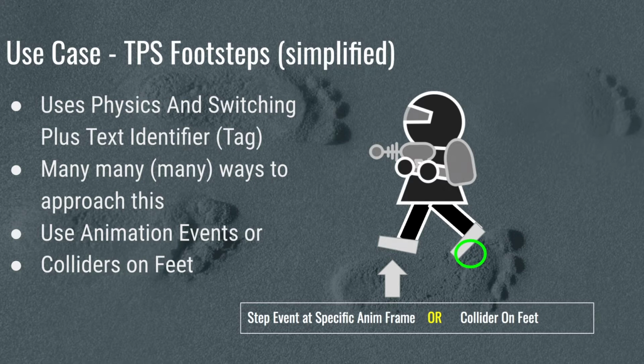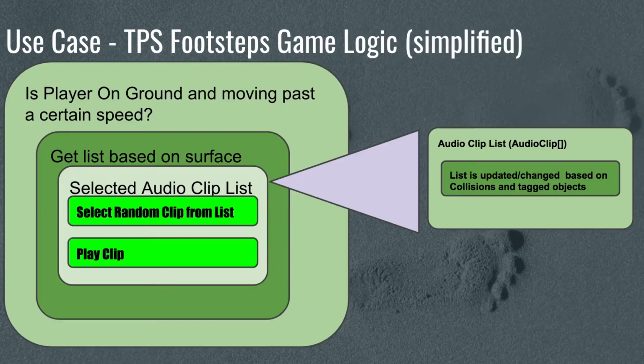But anyway, let's take a look at what we're going to have to do to really have this work. We're going to check to make sure that the player is on the ground and that they're moving past a certain speed. They have to be on the ground and moving past a certain speed. And then once those conditions are met, this is what happens when we get the animation event.